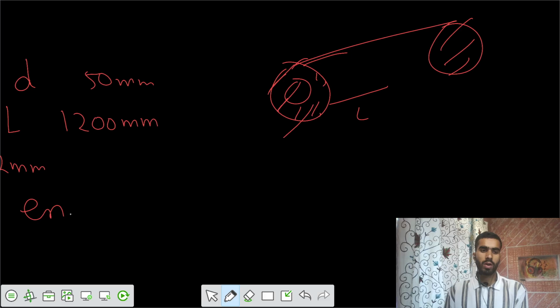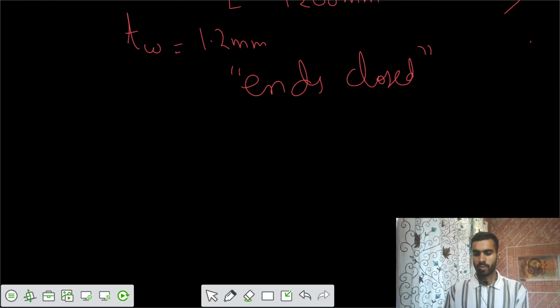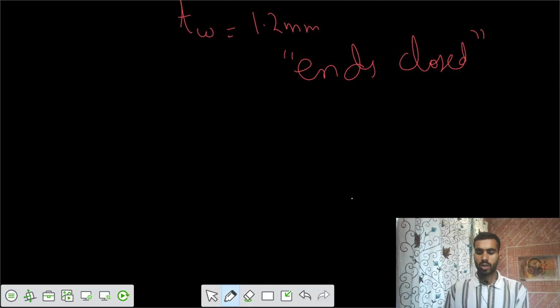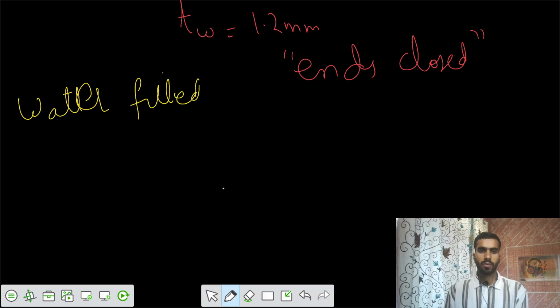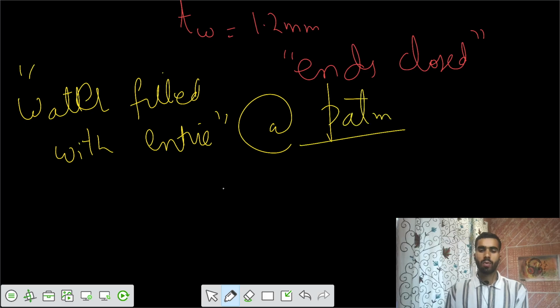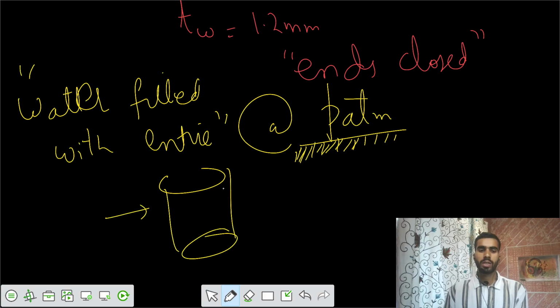The ends of that tube are closed. And before the ends were closed, you had to fill it with water. For the entire volume, water was filled at atmospheric pressure. Initially the water was applied, and the pressure inside was maintained equal to the outside pressure. So internal pressure was equal to outside pressure. P ATM was from this side and P ATM was from inside also.